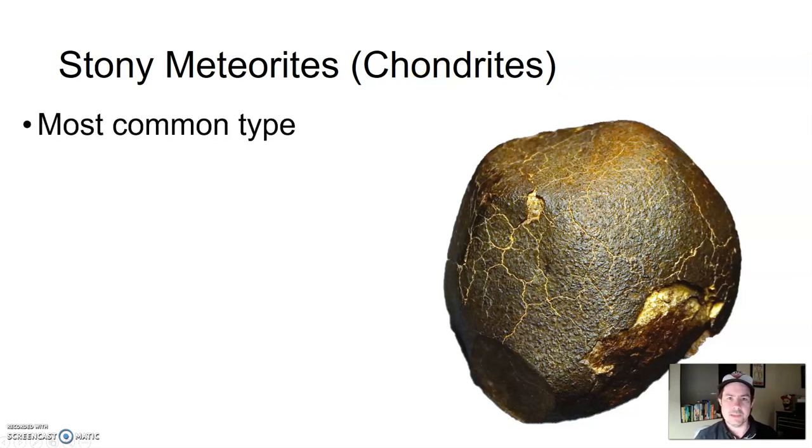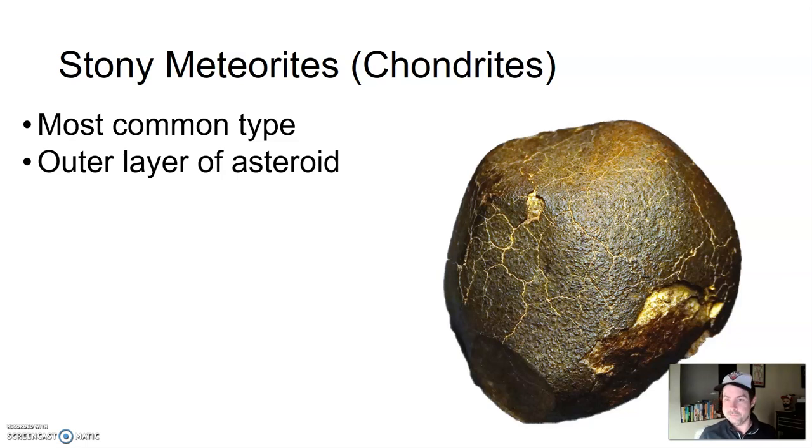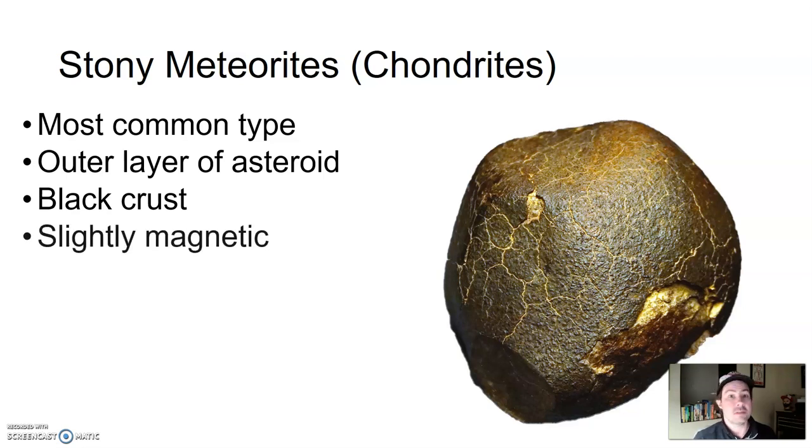It's the most common type of meteorite found on Earth. It comes from the outer layer of an asteroid that's broken up. Typically, it will have a black crust. It's slightly magnetic. Most meteorites are magnetic, not the ones from the moon or Mars. All meteorites that come from asteroids, broken up asteroids, are magnetic.